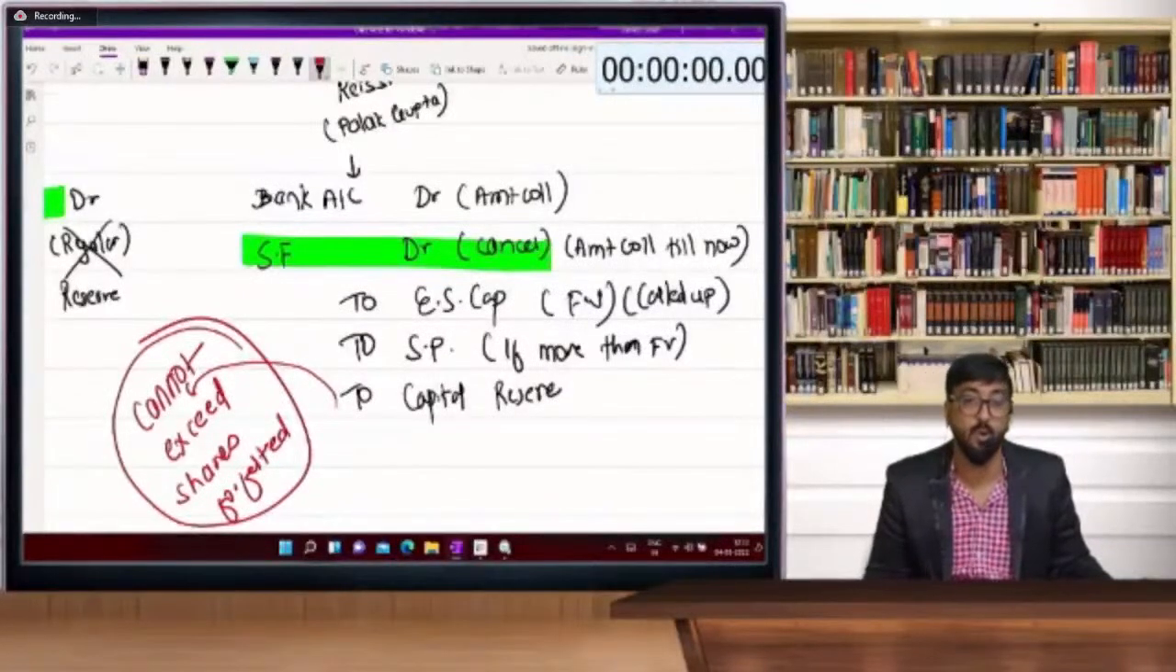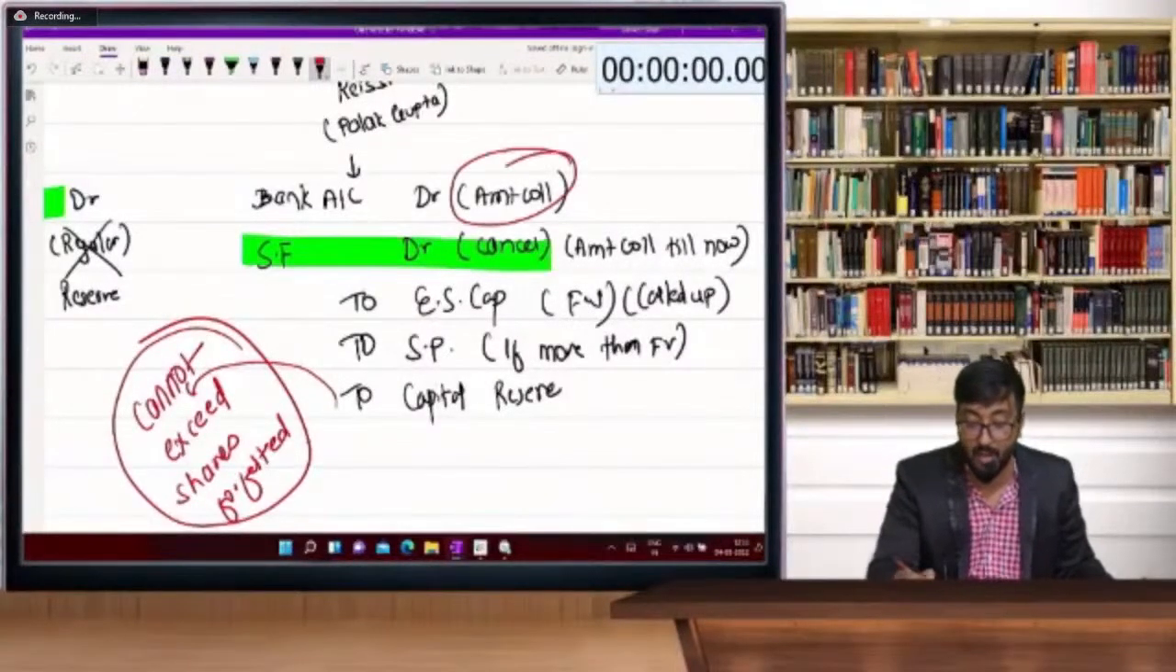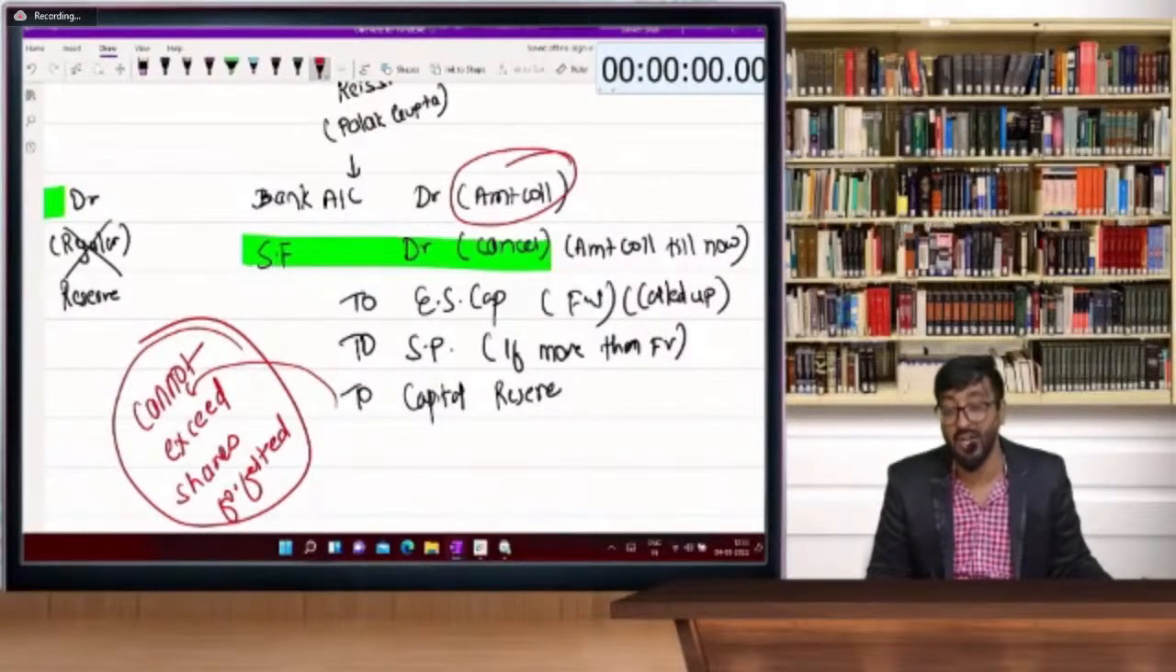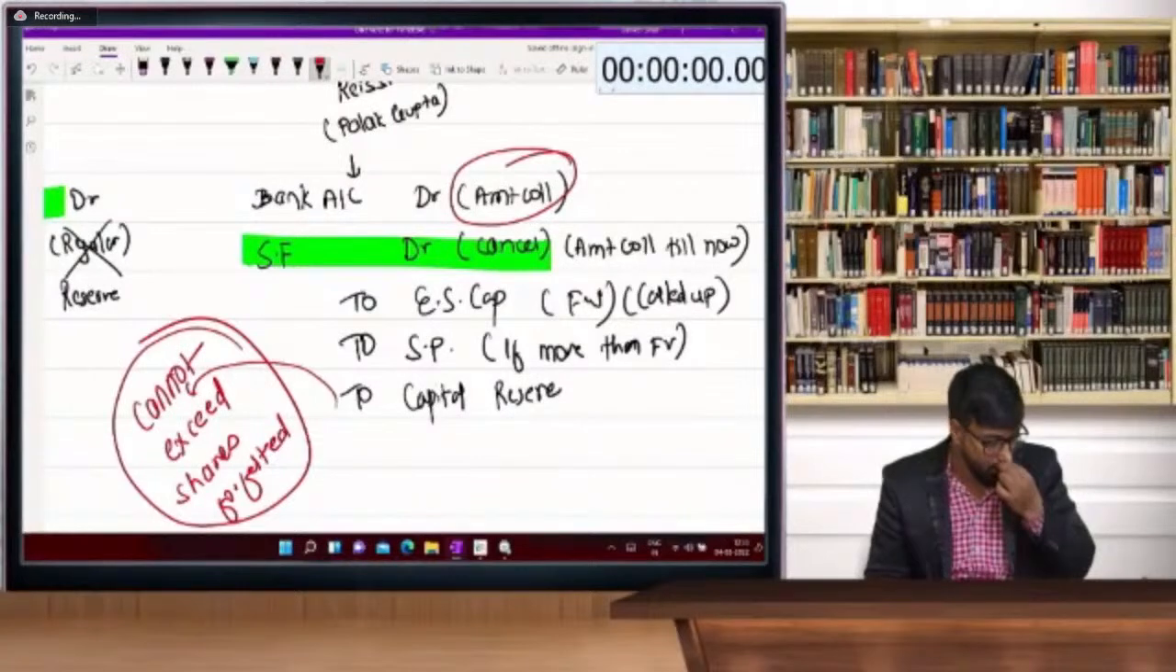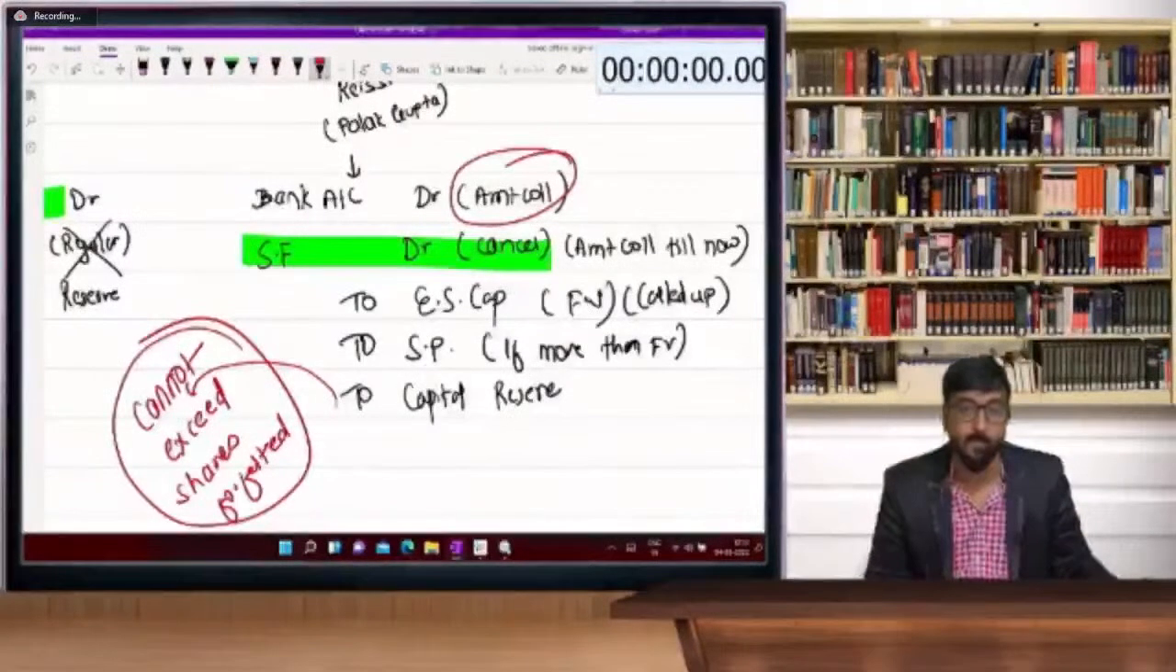So this is the entry for forfeiture. Reissue: bank account debit. New shareholder Palak has paid me some amount. Shares forfeited account debit because we have to cancel it. To equity share capital by face value or called up amount. To security premium if your face value is less than the amount collected from Palak. And to capital reserve, it cannot exceed shares forfeited account. Now what is the meaning of this? That I'm going to tell you. Don't worry, I will give some examples so it will be easy for you.